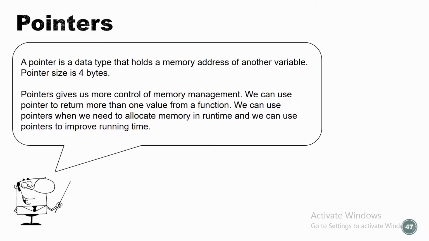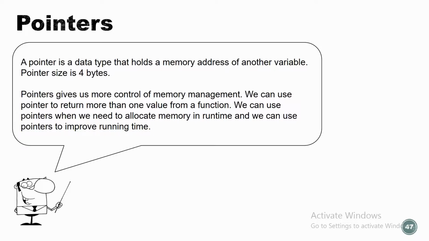Let's talk about pointers. So a pointer is another data type. It's a data type that holds a memory address of another variable. Pointer size is 4 bytes. Pointers give us more control of the memory management. We can use pointers to return more than one value from a function.